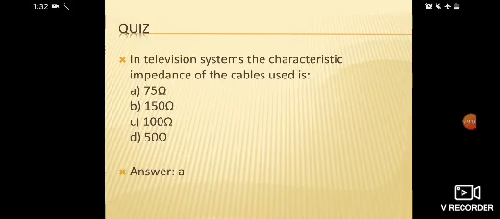In the previous time we could also use a 50 ohm cable. Okay, so that is the answer. In our television systems, the characteristic impedance of the cables used is 75 ohms. Why? Because the cables have an impedance which can be chosen with the help of impedance matching. So for that reason it is seen as 75 ohms.